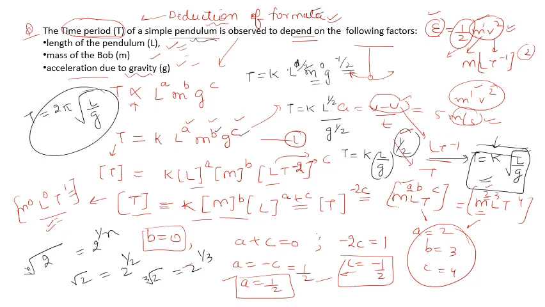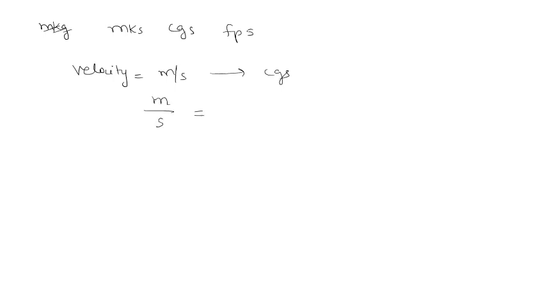I hope you got this, that how we can deduce a particular formula. Similarly, another thing is conversion of units. So I told you that we studied in our last video what are the system of units, different systems: MKS, CGS, FPS. So for some of the units, let's say you have velocity, and velocity is in meter per second. But if you want to change it into CGS system, you will write here meter per second, and 1 meter equals 100 centimeter, and second is all okay. So this would be 100 centimeter per second, right?